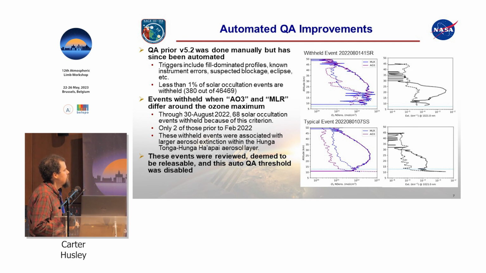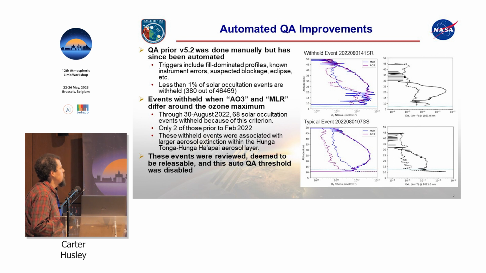This is an ozone number density for AO3 and MLR in both plots, and then you have aerosol extinction at 1021 nanometers. We had a criteria that would remove events when AO3 and MLR differed around the ozone maximum. And before February 2022, there were only 2 of these.